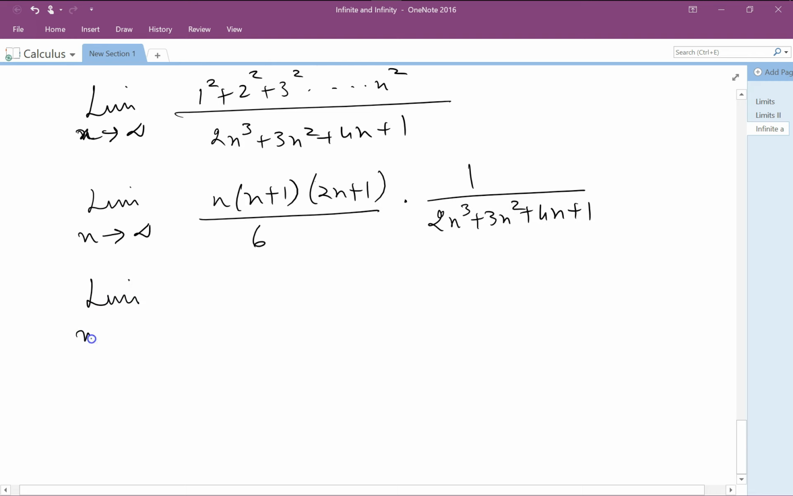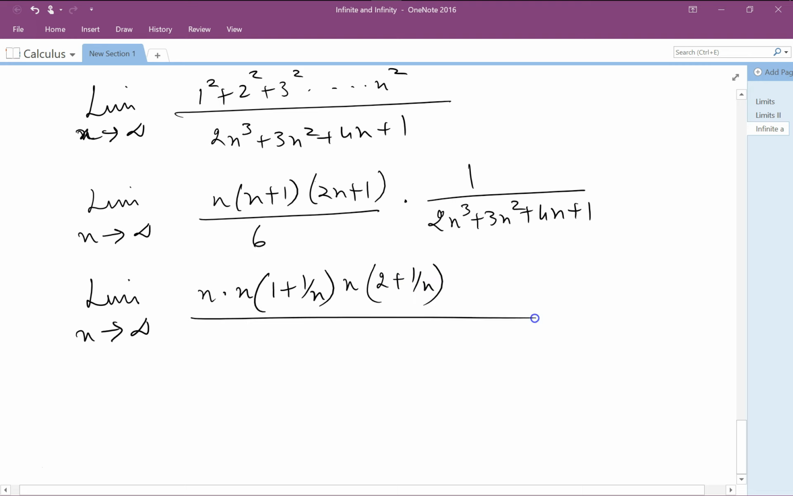Now limit as n approaches infinity. What happens here? Let's take out one n here, so it becomes (1 plus 1 by n). Again let's take out one more n, so it becomes (2 plus 1 by n), divided by 6 times. Let's take out n cube, so we are left with 2 plus 3 by n plus 4 by n square and plus 1 by n cube.